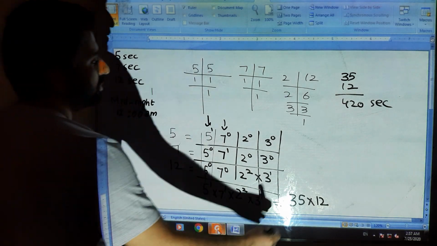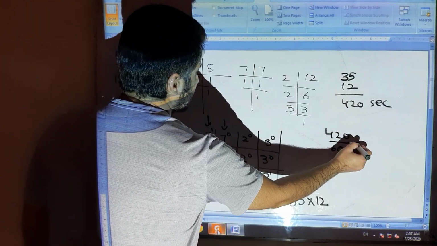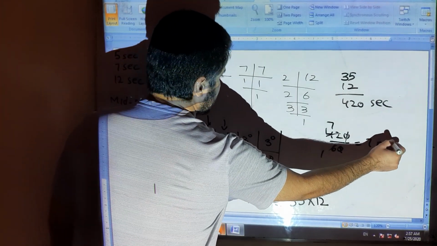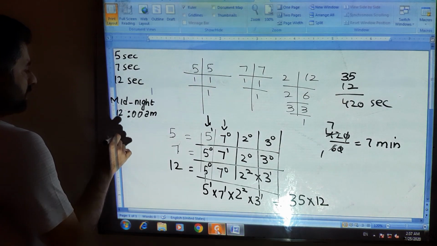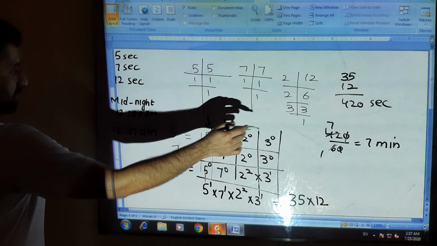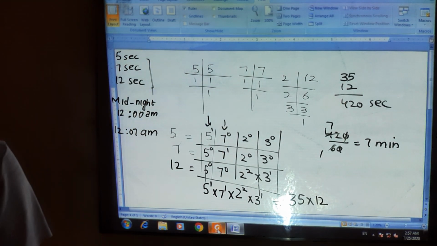I am going to convert 420 seconds into minutes by dividing by 60. 6 7s are 42, so 7 minutes. So at 12:07 a.m., after 7 minutes, all these three events will happen again. So this is the solution for this part.